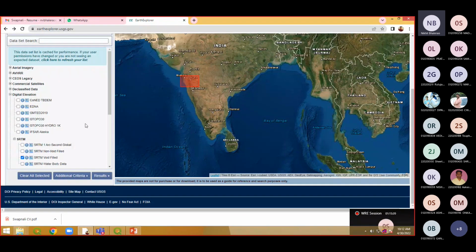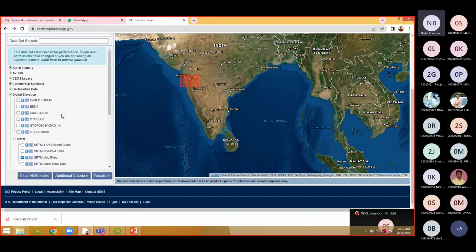For the purpose of watershed delineation, which we are going to demonstrate, we are going to require the digital elevation models. Digital elevation, the simple meaning is that the elevation data is stored in digital format. Okay, so you have heard about the term DEM, that is called a digital elevation model.